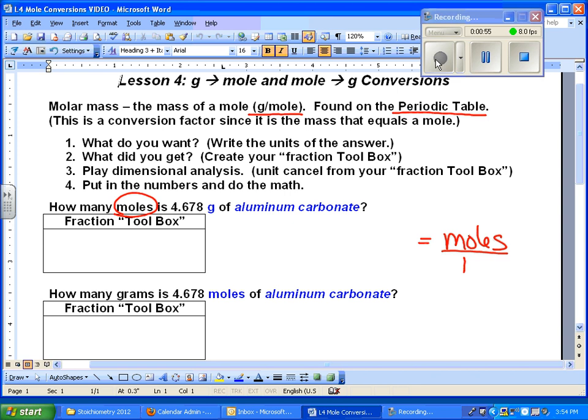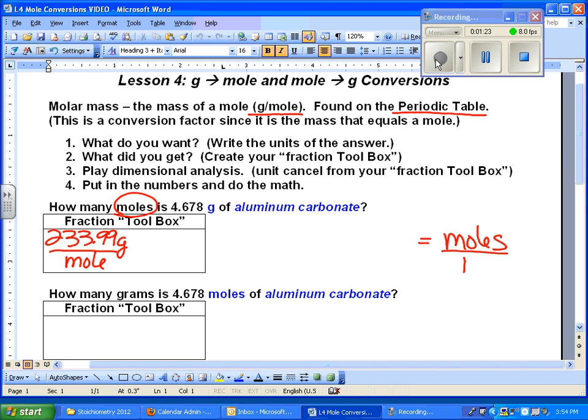When we do grams to mole and mole to gram conversions, we automatically put the molar mass from the periodic table down. The molar mass of aluminum carbonate is 233.99 grams per mole. That was shown on a video about molar mass. Look back a couple of weeks and I'll show you how to do that if you don't know how to do that.